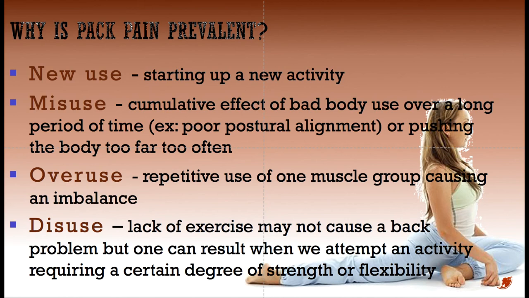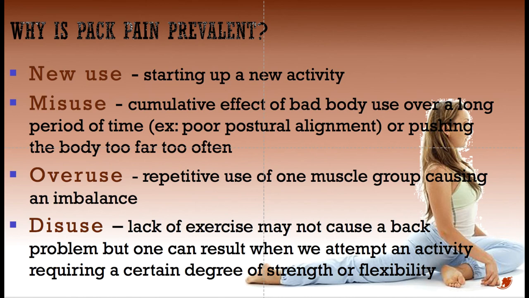and doing it cumulatively over a long period of time. And then overuse, as opposed to misuse, is overusing one body part. So overusing one side of your body or one muscle group and not creating that muscle balance. So the balance between the bicep and the tricep, and the balance between the erector spinae muscles and your abdomen muscles and your oblique muscles.